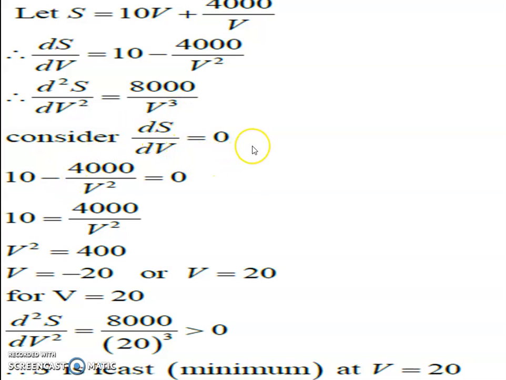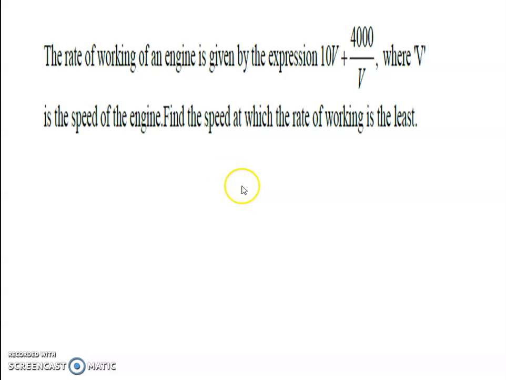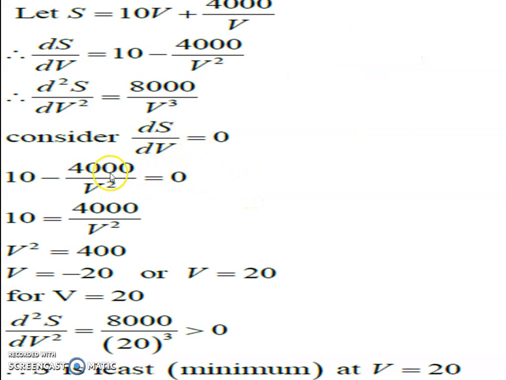Now, what we have to consider? ds upon dv is equal to 0, like dy by dx is equal to 0. In this example, we have to consider it with v. V is the speed of engine. Let us understand. Now, we have to consider ds upon dv equal to 0.